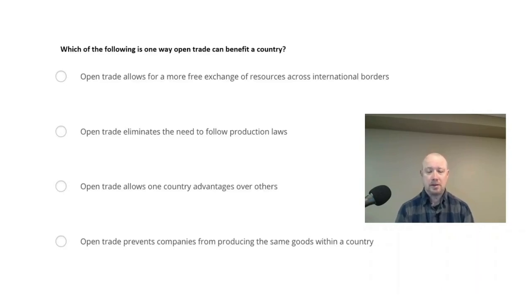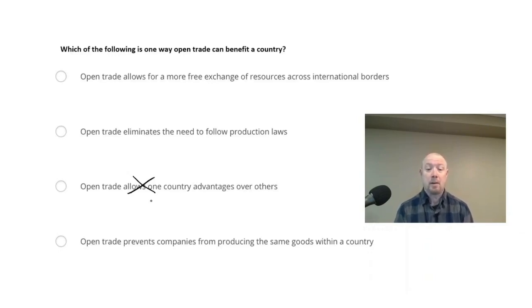All right, so let's eliminate some possibilities here. Open trade allows one country advantages over others. I'm going to eliminate that choice. The whole idea of open trade is we have a free flow of trade between countries, so we're not taking advantage of another country. I'm going to eliminate the last choice.